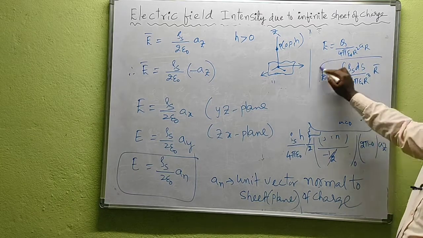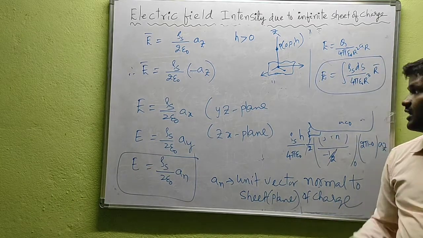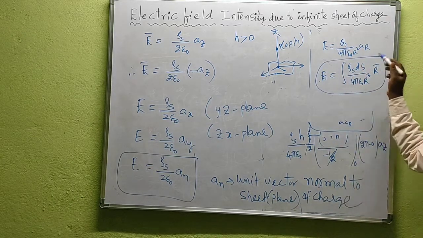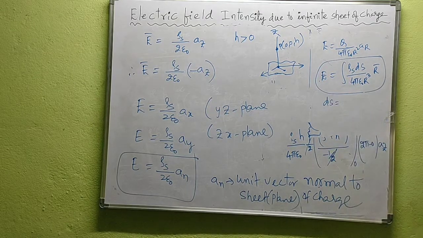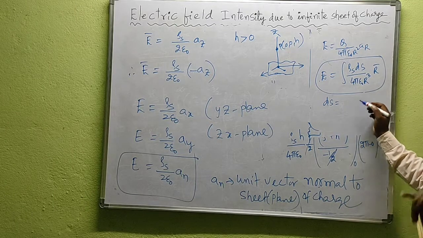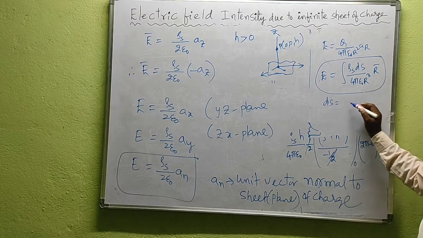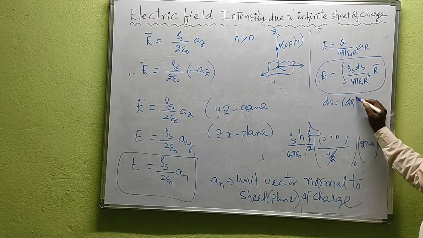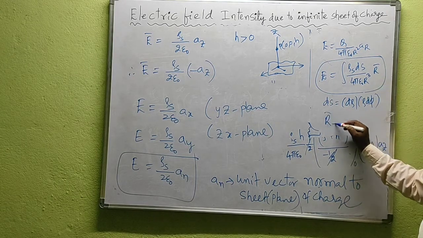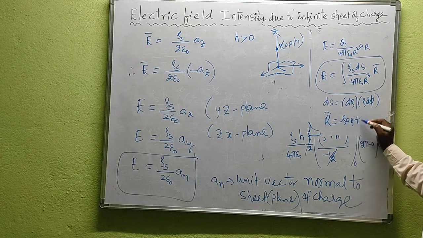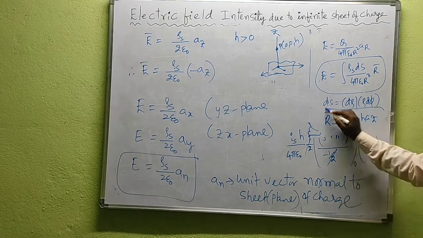R cube. And after this we consider the sheet of charge normal to the xy plane. So what is ds? Normal to the xy plane means it is normal to z. So except z we need to multiply the remaining two, that is d rho and rho d phi. And what about r bar? R bar is taken as minus rho a rho plus h into az, like this.